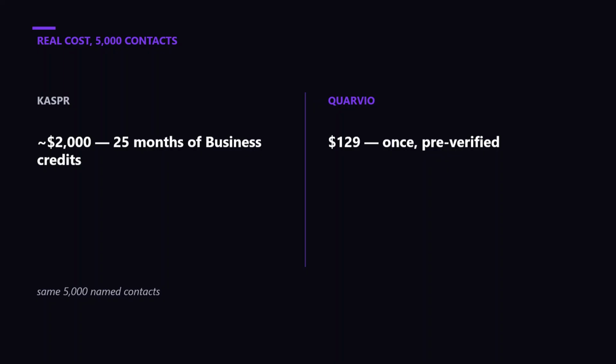Qorvio prices the same 5,000 contacts at $129 once, verified before delivery. Same volume, same use case, about 15 times the cost on Kaspr's side, and at the end of it, you're still refilling a subscription next month instead of holding a finished list.